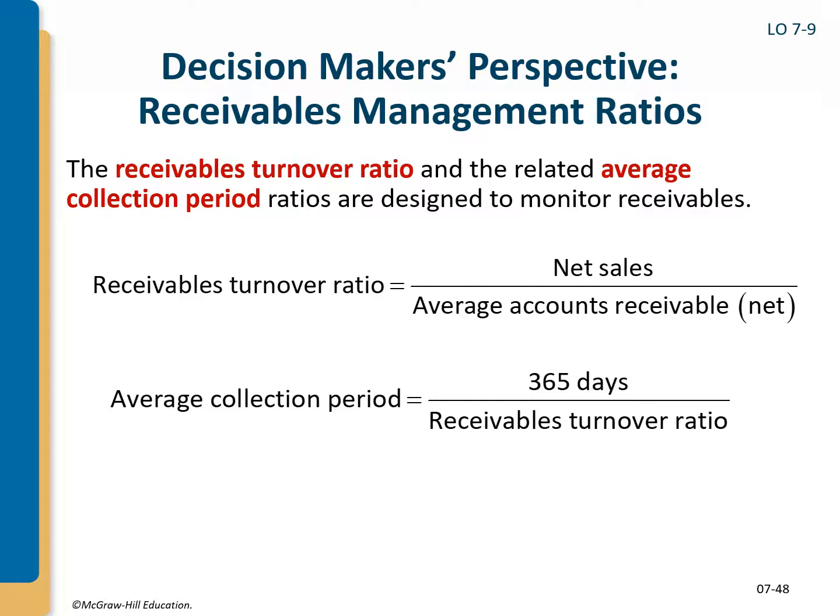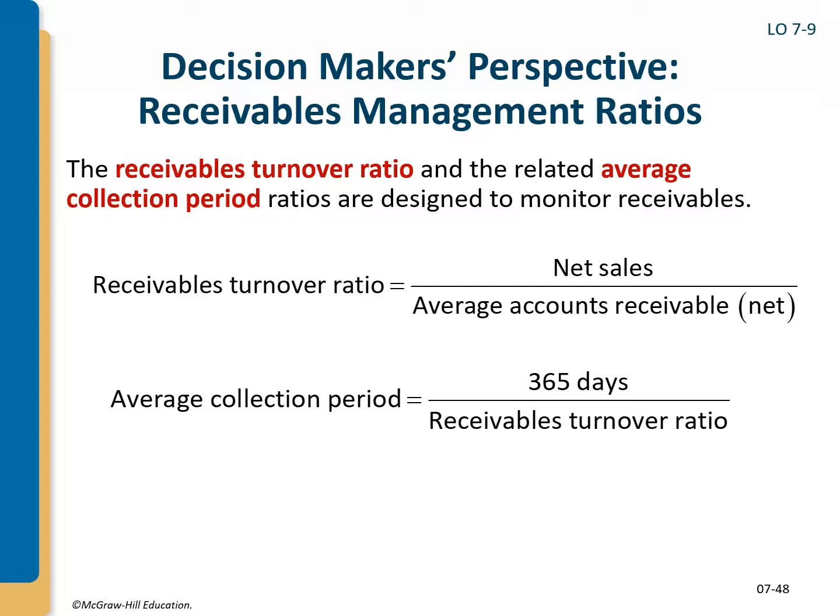And what we do is we take the net sales for the period, credit sales, and divide it by our average accounts receivables. So we take the beginning balance of accounts receivables plus the ending balance and divide that by 2. So that's our average. That tells us how many times a year we collect on our accounts receivable balance.